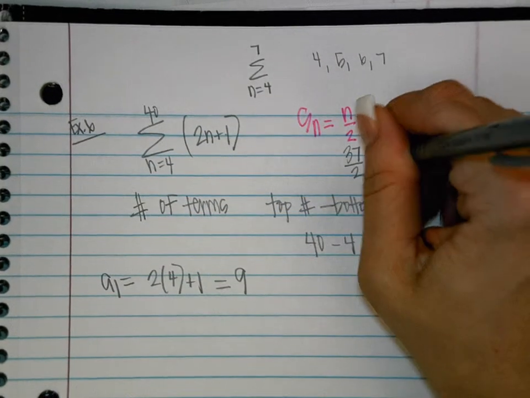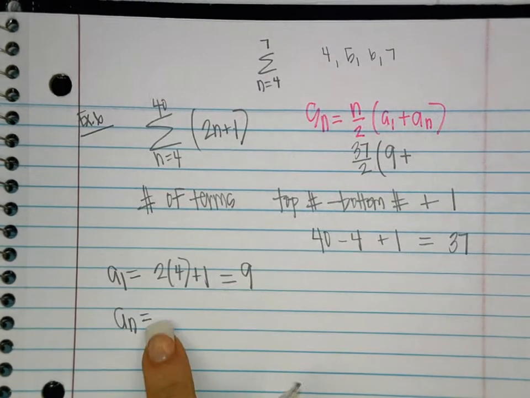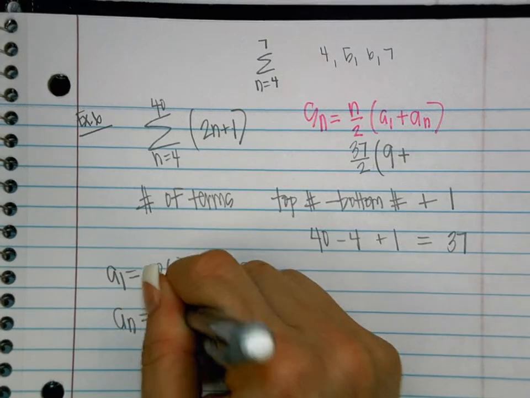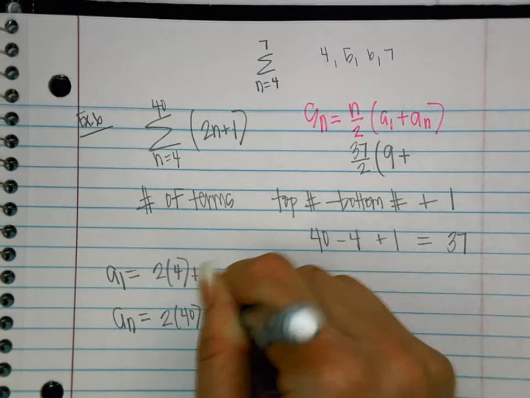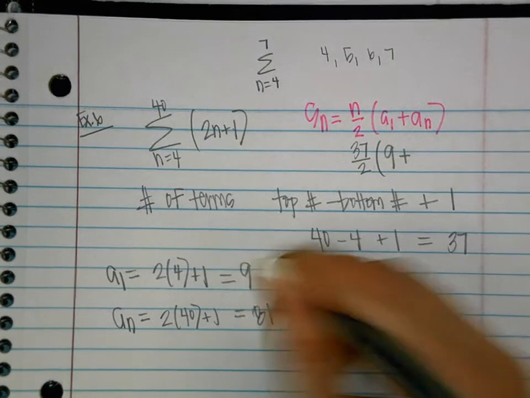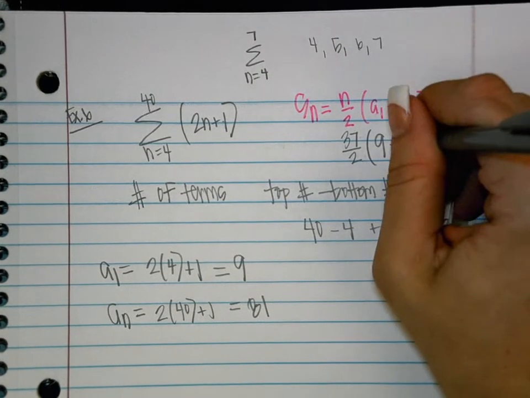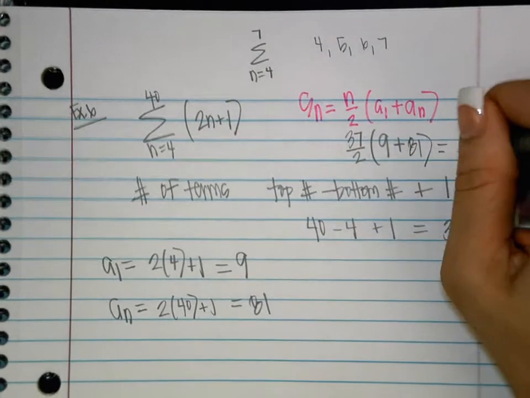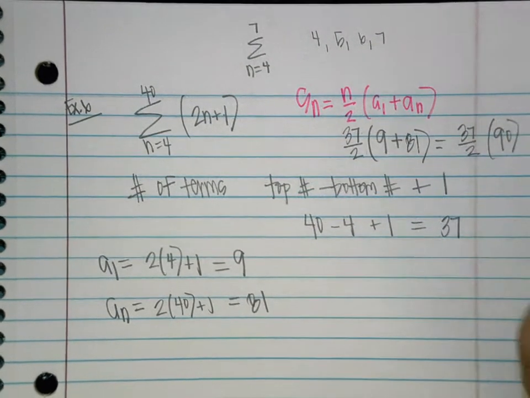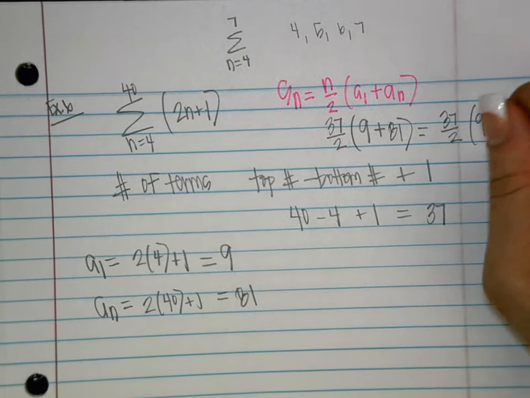What's the last term? Last term is when you plug in the last number. What's the last number you're plugging in? 40. 2 times 40 plus 1 would give you what? 81. Plug in. 37 over 2 times 9 plus 81. If we work that out, you'd get 37 over 2 times 90. You may use a calculator on this. Trust me, when you multiply it together, it's 1665 for an answer.